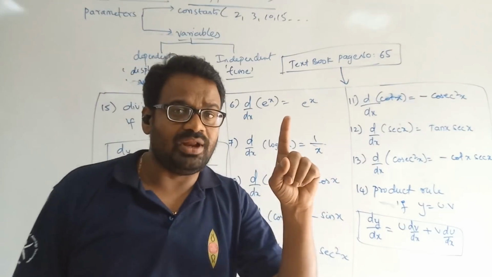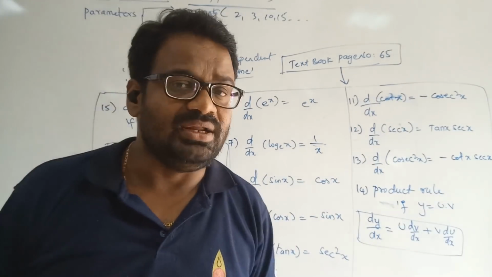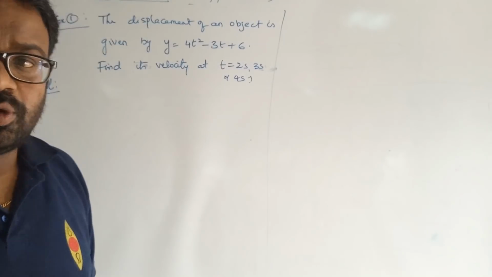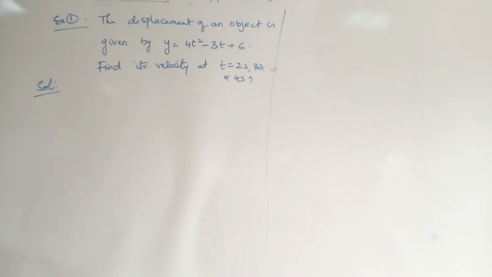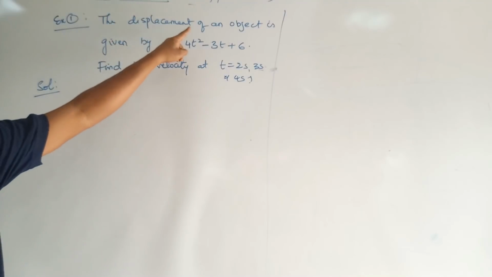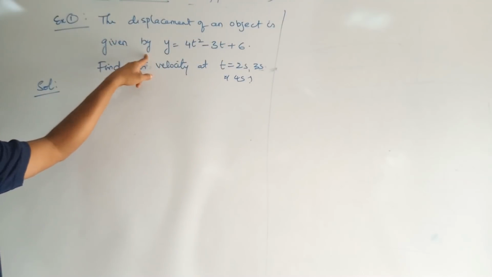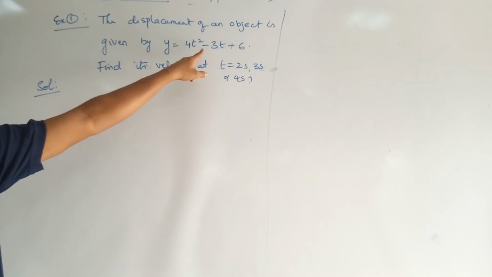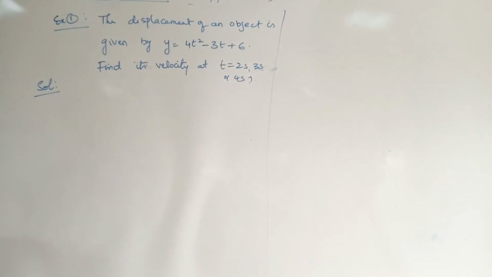Now I'm going to take one example of how to find instantaneous velocity. So here is the question to identify how we can apply the concept of differentiation to find instantaneous velocities. Example 1: The displacement of an object, the change of position, is given by y = 4t² − 3t + 6. Random example I have taken. Find its velocity at t = 2 seconds, 3 seconds.